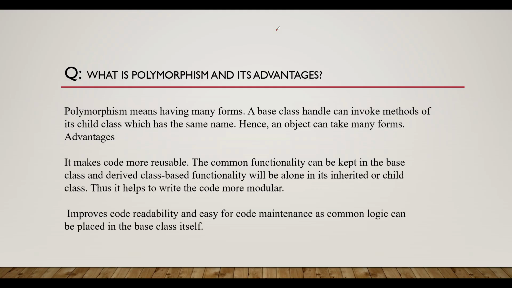Let me give you a simple idea. Suppose you have written one base class and you have one derived class. Now you want to override the method of the base class with its derived class. You can do this by using polymorphism, but keep in mind your method name should be the same in order to override the method of your parent class. So this is the common use of polymorphism.